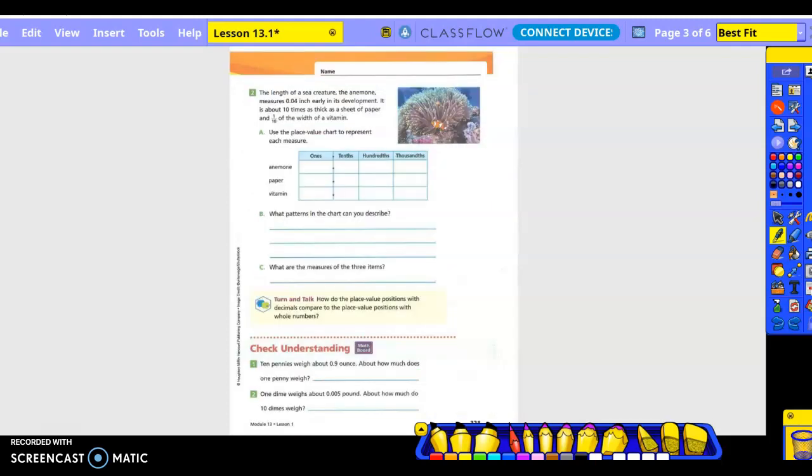Number 2, the length of a sea creature that an enemy measures 400 inches early in its development. It is about 10 times as thick as a sheet of paper and 1/10 of the width of the vitamin. Use the place value chart to represent each measure. Okay, so the enemy measures what? 400, right? So I'd have 0.04. They already have the decimal for us, right? Okay. So to go 10 times as much, we would move it one place value to the right. So then that leaves us at 0.4, right? And then 1/10, like I said, it's smaller, so we're going to move it one place to the left. So that would be what? 0.0004.